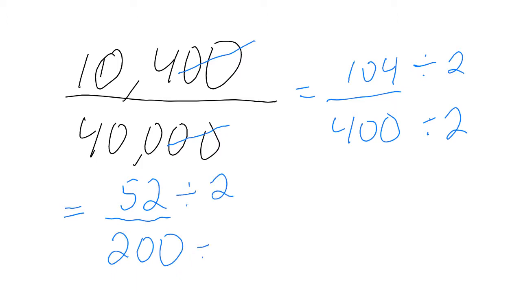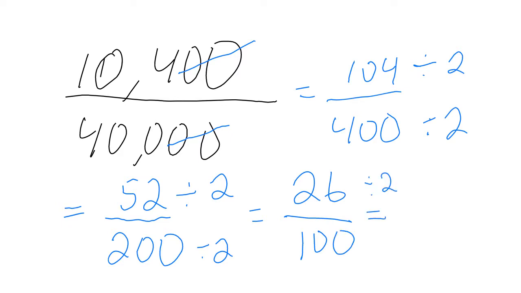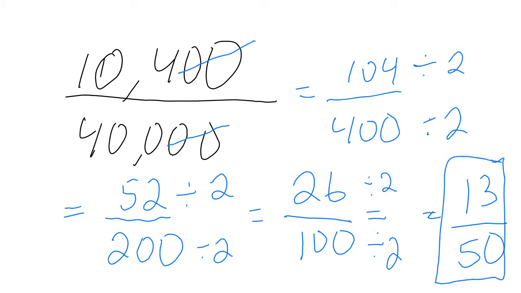We can divide them by 2 again. So half of 52 should be 26. Half of 200 should be 100. And then we can divide them by 2 again. And that's going to give me 13 over 50. And at that point, that's where we would stop. Say 13 over 50 is going to be my fraction.